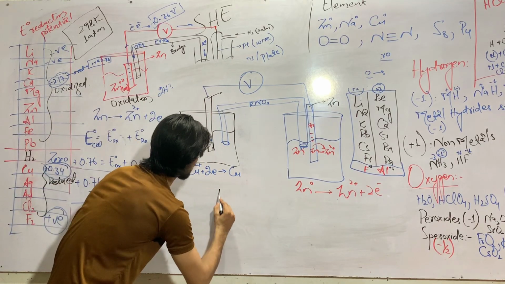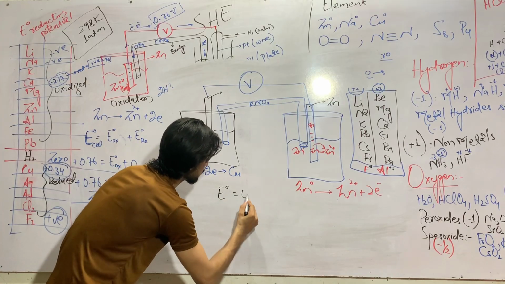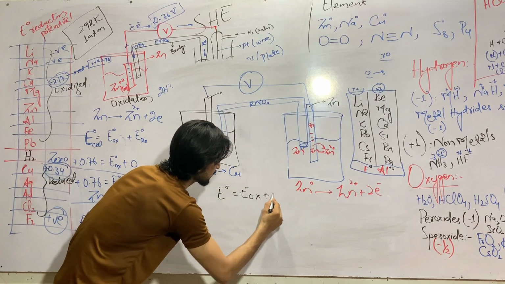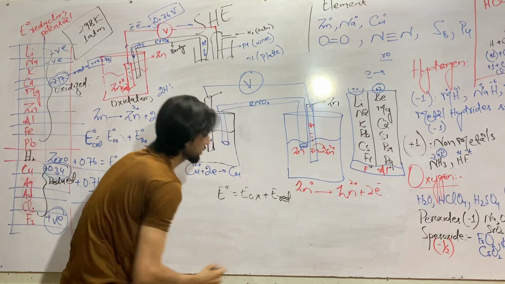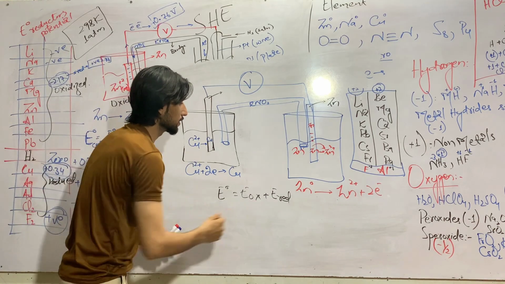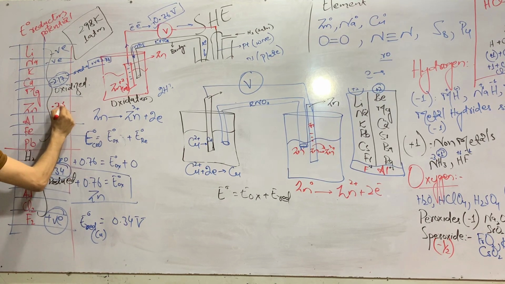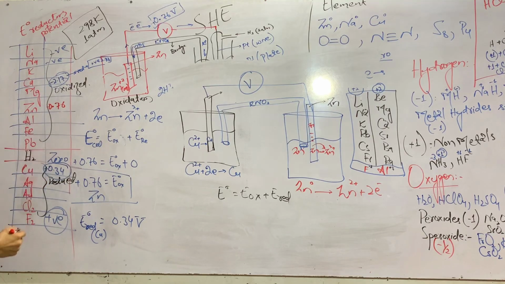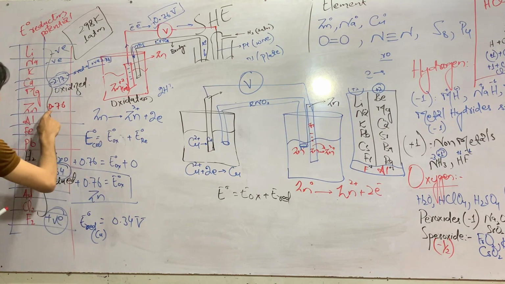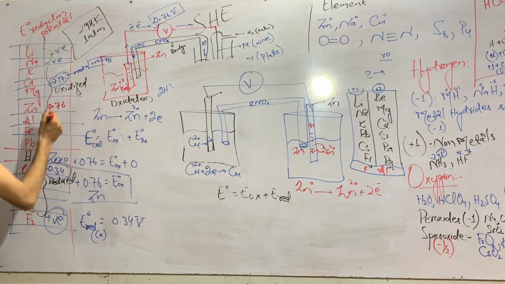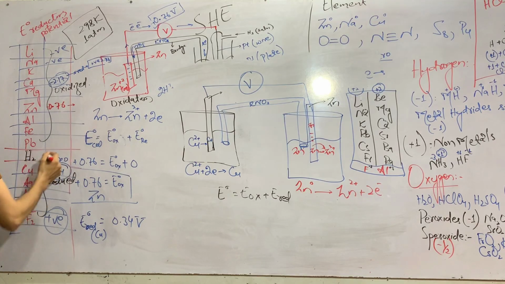So E naught of the cell would be equal to E naught oxidation plus E naught reduction. And from where can I find the values of E naught? I can find them from the chart. Here, copper has E naught reduction of plus 0.34 and zinc has E naught reduction of minus 0.76. So its reduction is in minus, so its oxidation must be in plus.